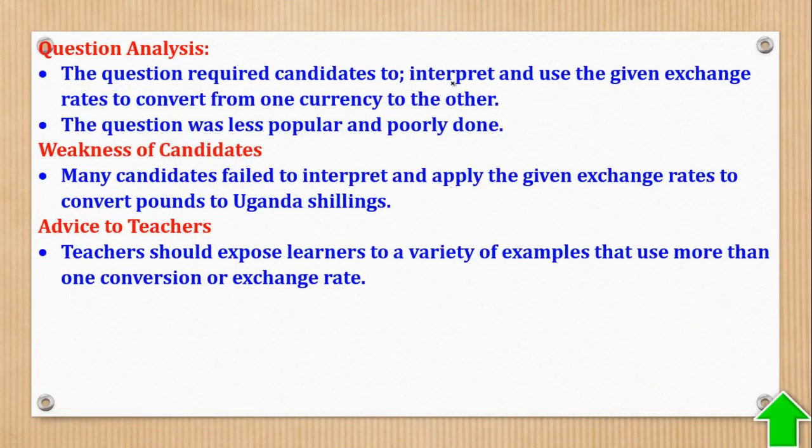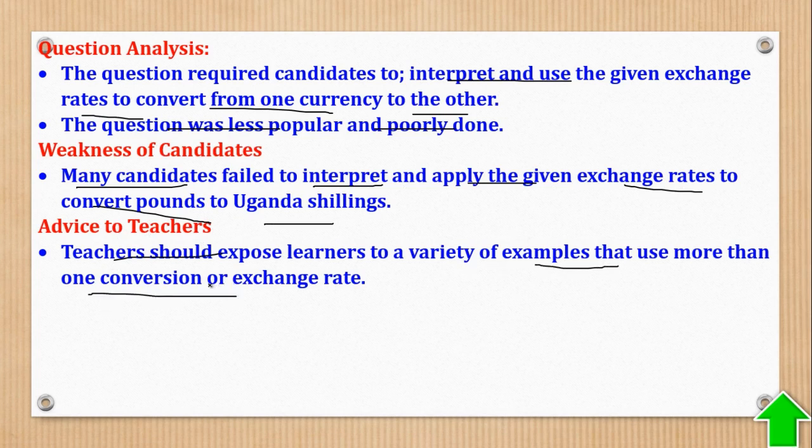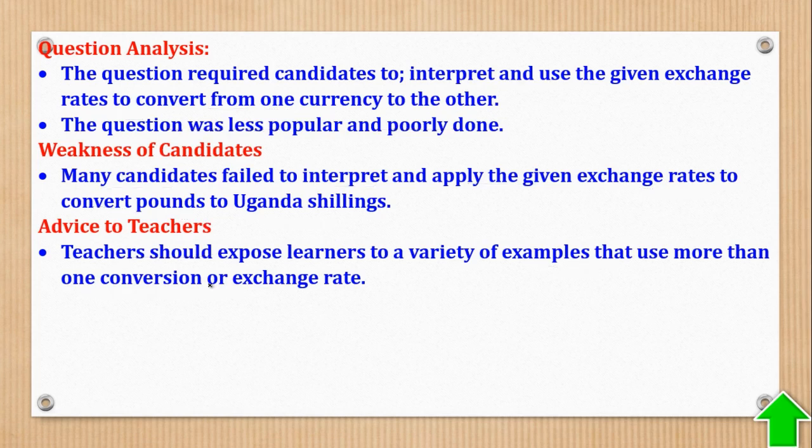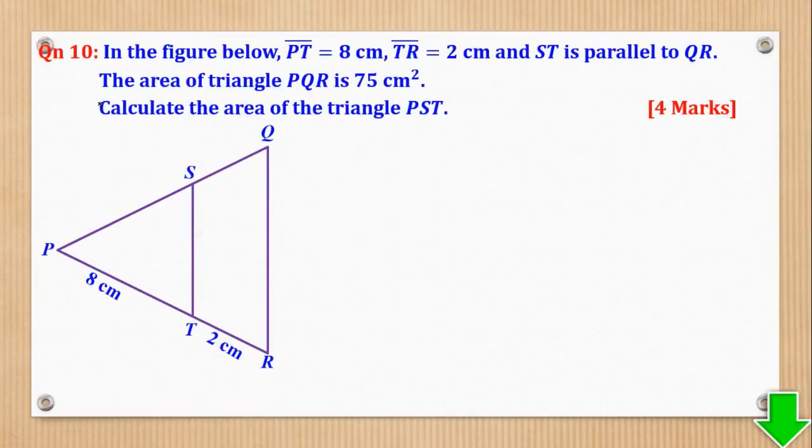So the question required candidates to interpret and use the given exchange rates to convert from one currency to the other. The question was less popular and poorly done. Why? Because many candidates failed to interpret and apply the given exchange rates to convert pounds to Ugandan shillings. So teachers should expose learners to a variety of examples that use more than one conversion or exchange rate.